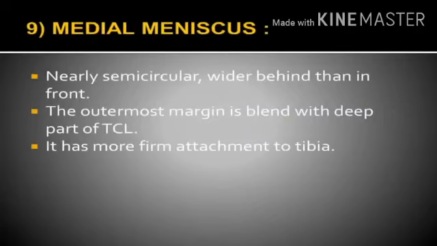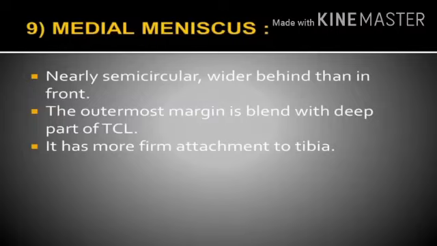Medial meniscus: nearly semicircular, wider behind than in front. The outermost margin blends with the deep part of the TCL. It has a more firm attachment to the tibia because it is close to the TCL.